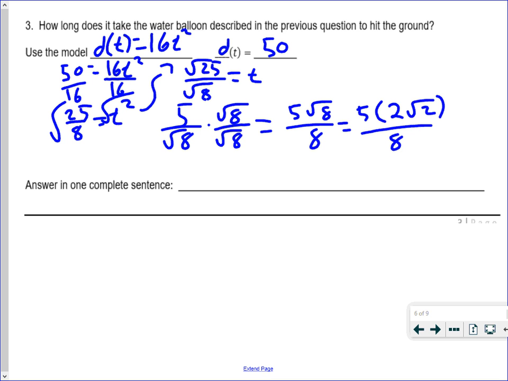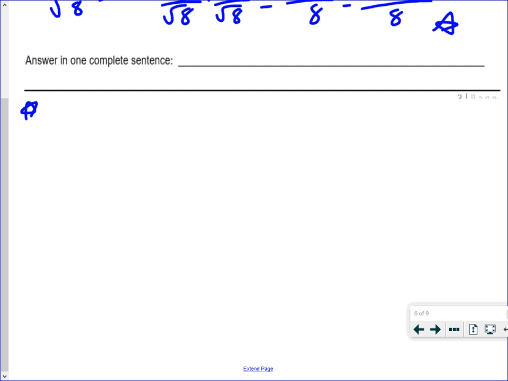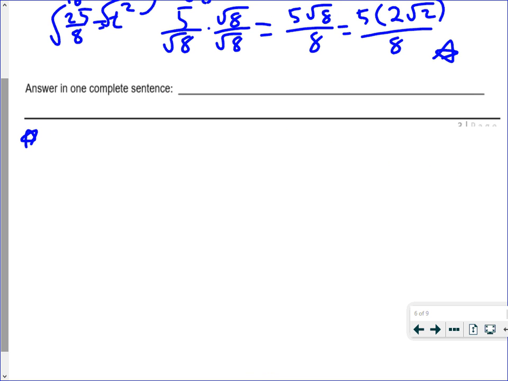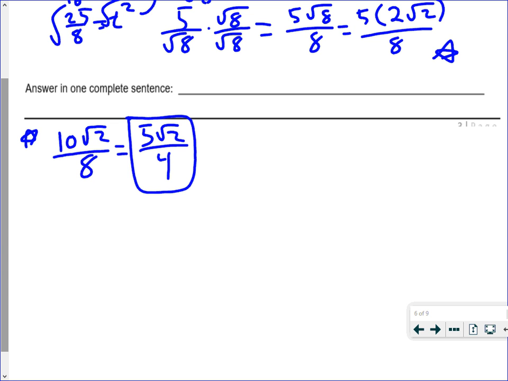I'm running out of room here, so I'm going to complete it over here. Right, so from star to star, I'm going to extend it over here. So we have 5 times root 2, 5 times the 2 gives you 10 root 2 all over 8. The 10 over 8 can reduce, so we divide the top and the bottom by 2. We get 5 root 2 all over 4. This is our exact answer, because it's in a square root and a fraction. It's going to be our exact answer.